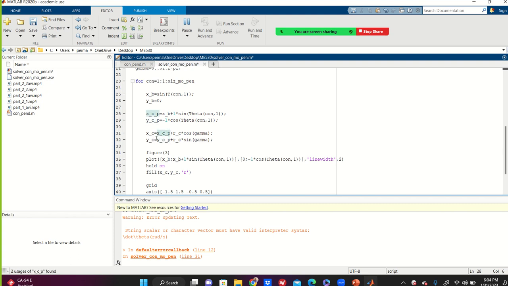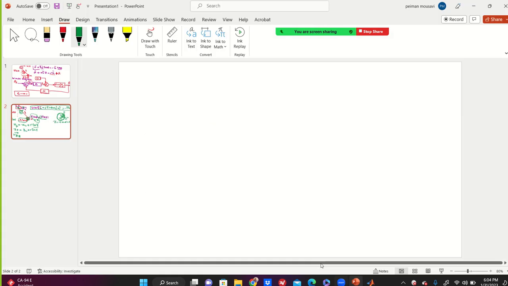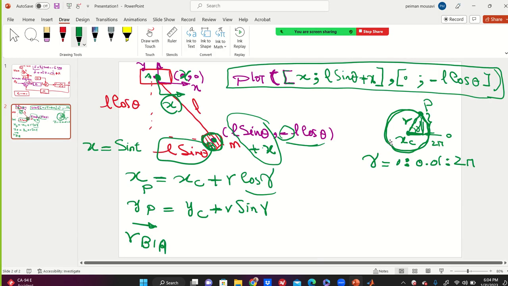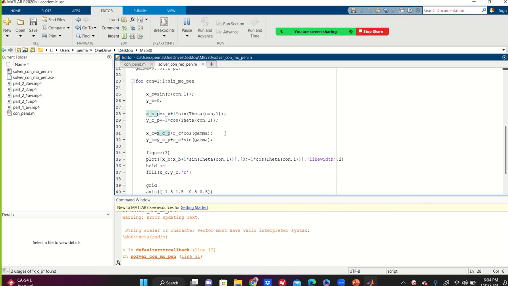Yes? Here, this point, this is x of circle. X of circle is x plus L sine theta. Y of circle is minus L cosine theta. Okay, guys? Yes? Understand?